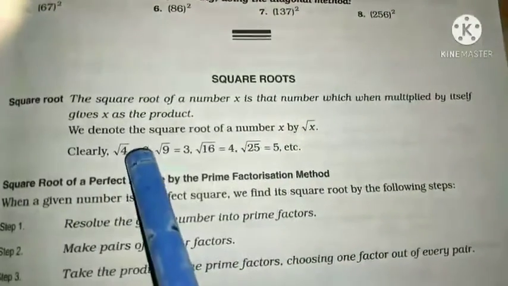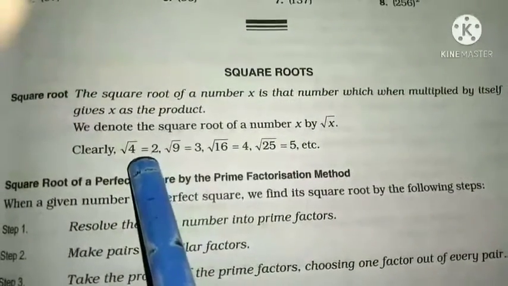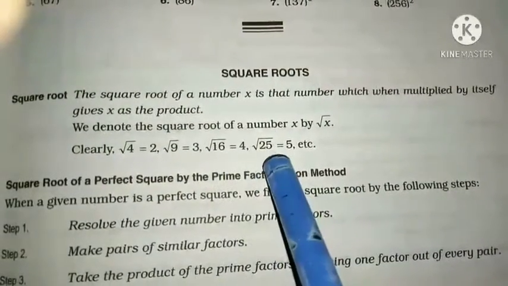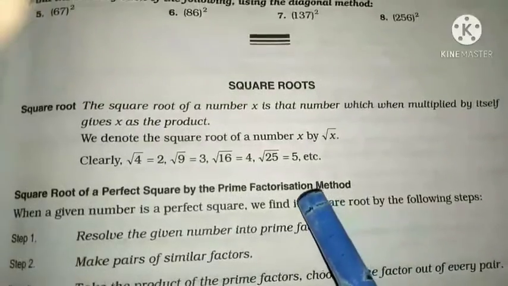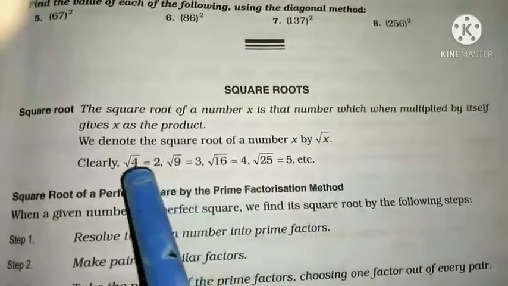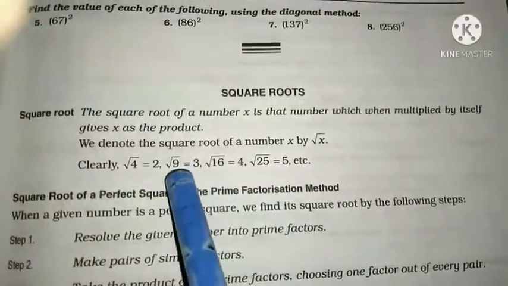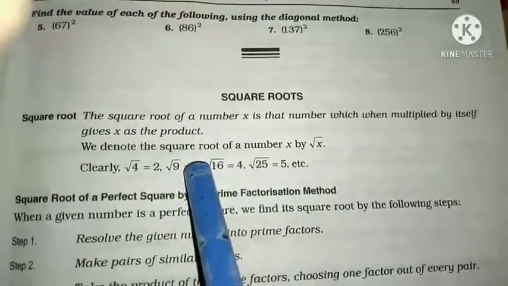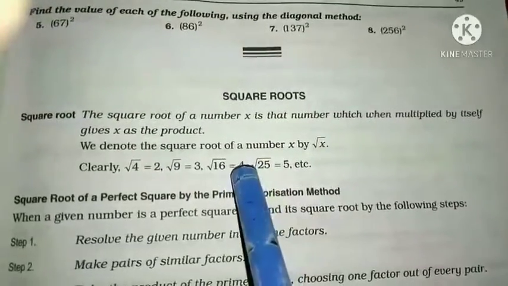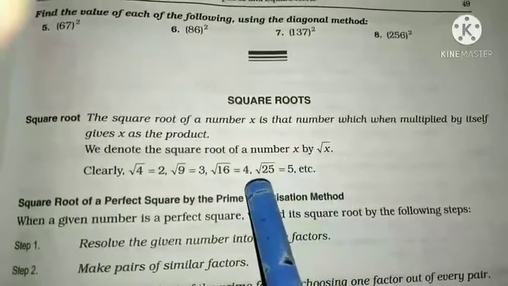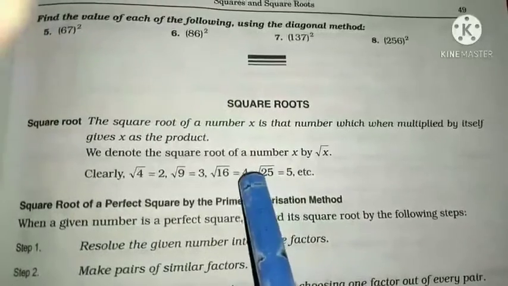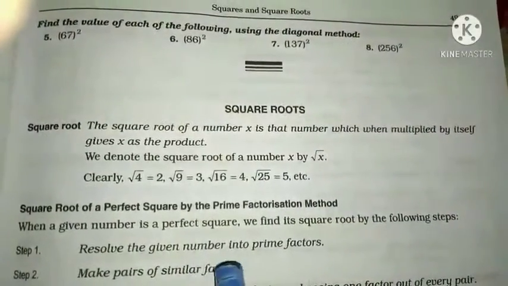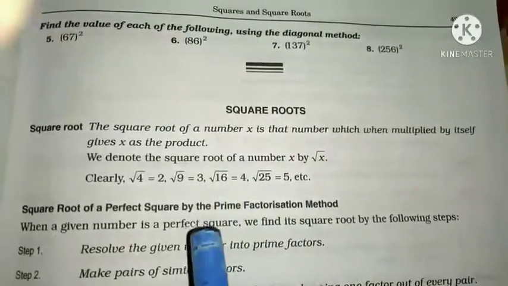For example, under root 4 gives you 2, under root 9 gives you 3, under root 16 gives you 4, under root 25 gives you 5. It means in all these cases you see that the product of these numbers gives the original number. 2 into 2 gives you 4, 3 into 3 gives you 9, 4 into 4 gives you 16, 5 into 5 gives you 25. So the square root of any number can be defined as the number which when multiplied by itself gives that number as the product.